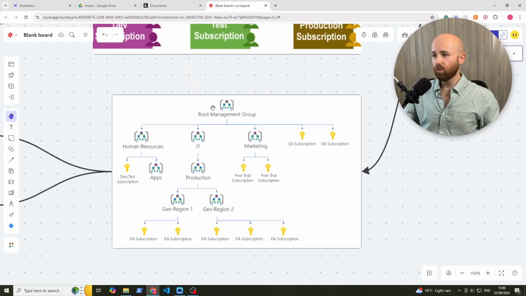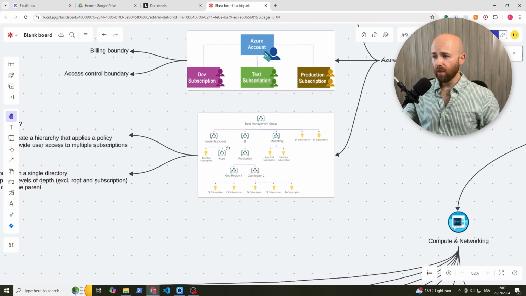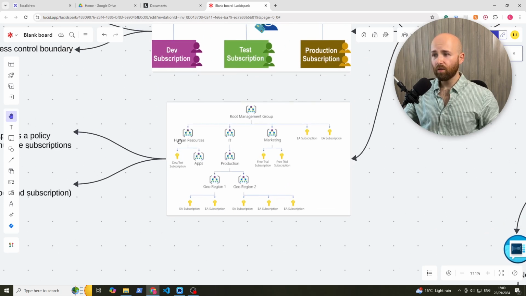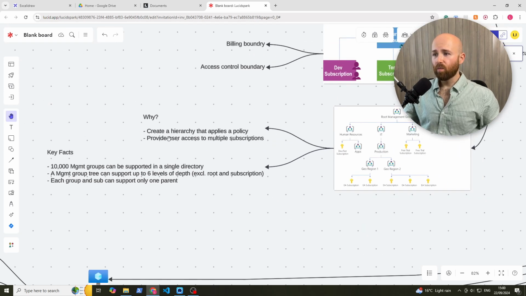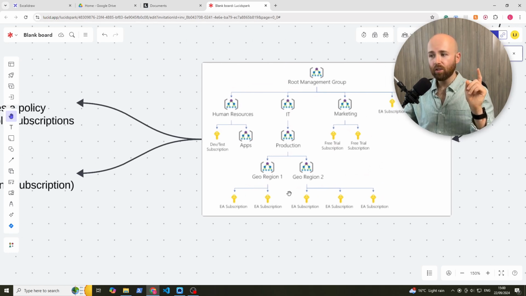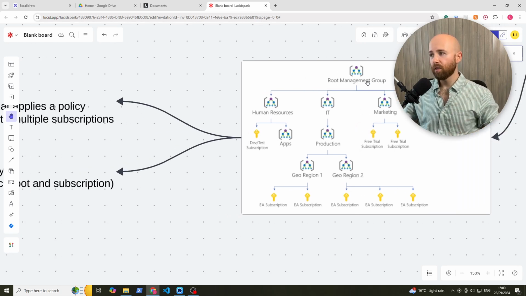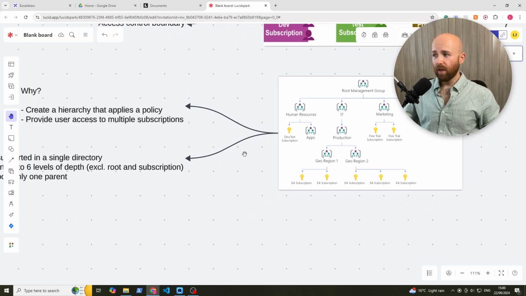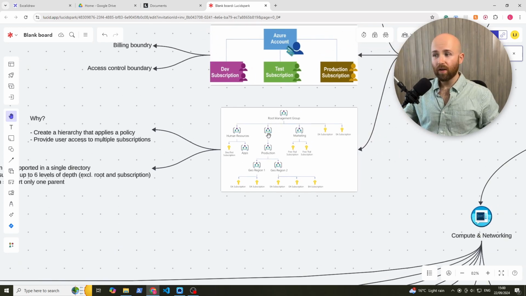Finally, we have this thing called our management group. So you can see here that within a management group, you can have other management groups, which can then have subscriptions, or you can have other subscriptions. So you can see this layer here. This is the management group. Subscription is a key. Now, why? To create a hierarchy that applies a policy or provides user access to multiple subscriptions. So here you could want one person in a specific region to have these subscriptions, another person in this one, and a way to logically group these together is to leverage this management group structure. Again, the same for here, you could want someone to have the whole of IT, so they could have this entire thing.